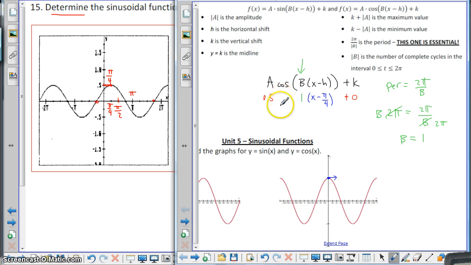So my entire graph equation looks something like cosine of this. To clean this up a little bit, I don't really need the 1 there, so that's going to look more like 0.5 cosine of x minus pi over 4. And then I don't need to write plus 0 either. So that's what that equation would be.